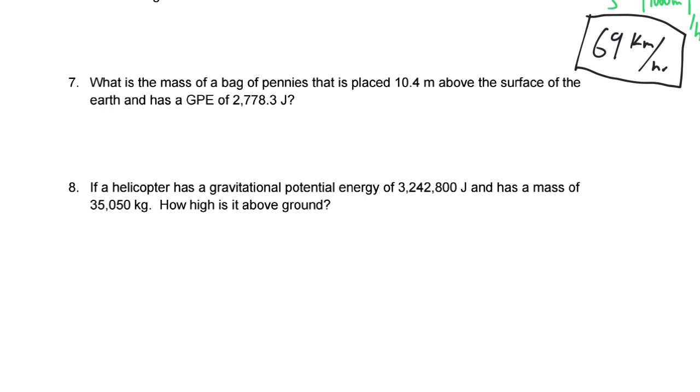Number 7, we're solving backwards for gravitational potential energy. So let's plug these numbers into gravitational potential energy. 2778.3 equals the mass, we don't know the mass, times gravity, 9.8, times the height, 10.4. Multiply these together and divide it from the 2778.